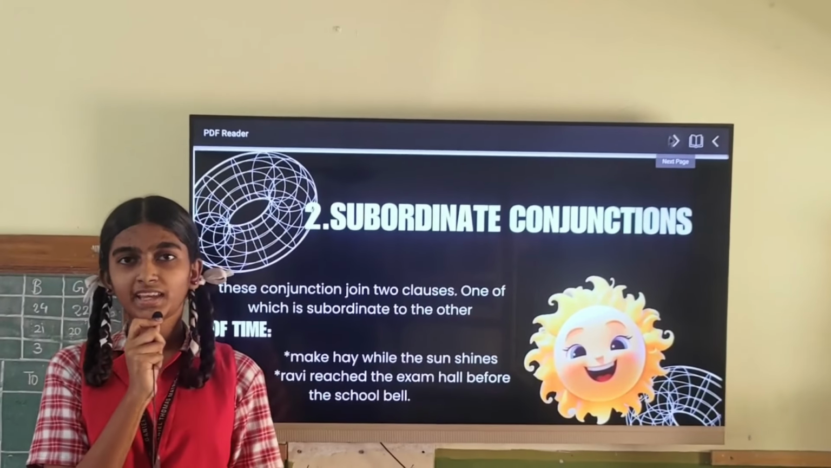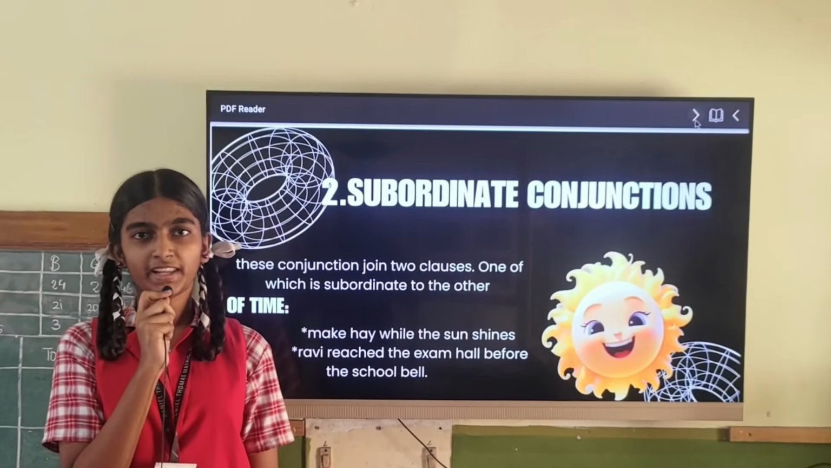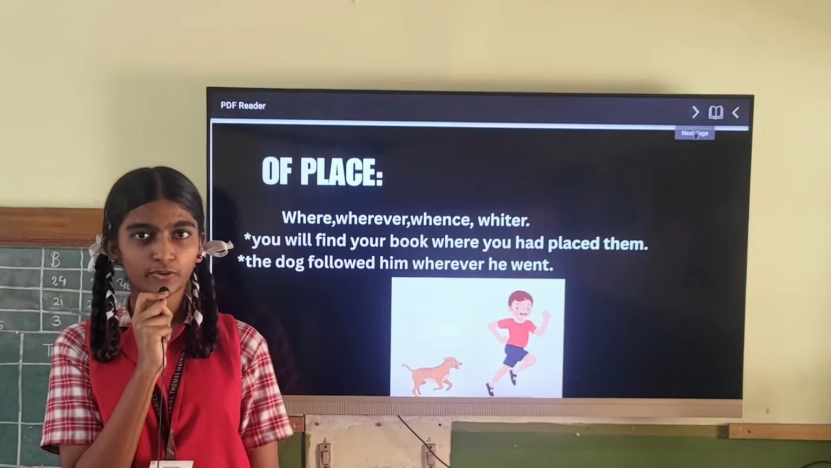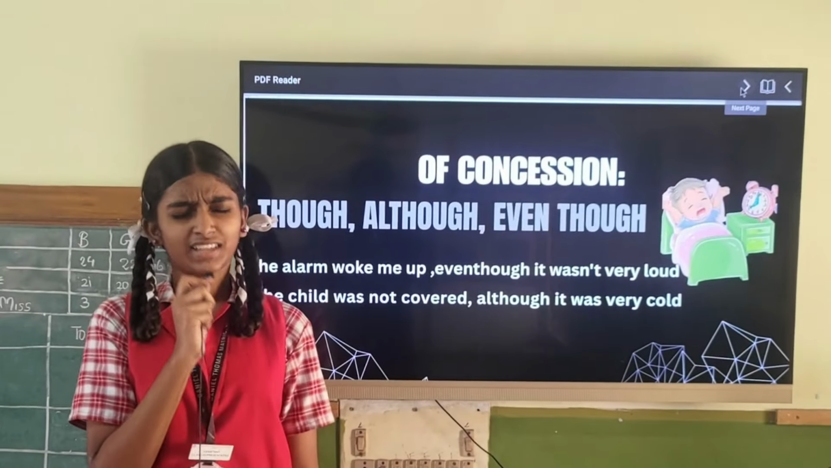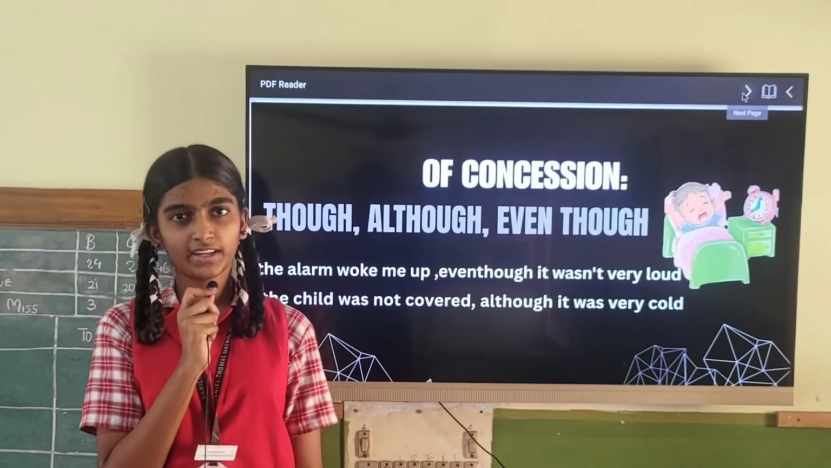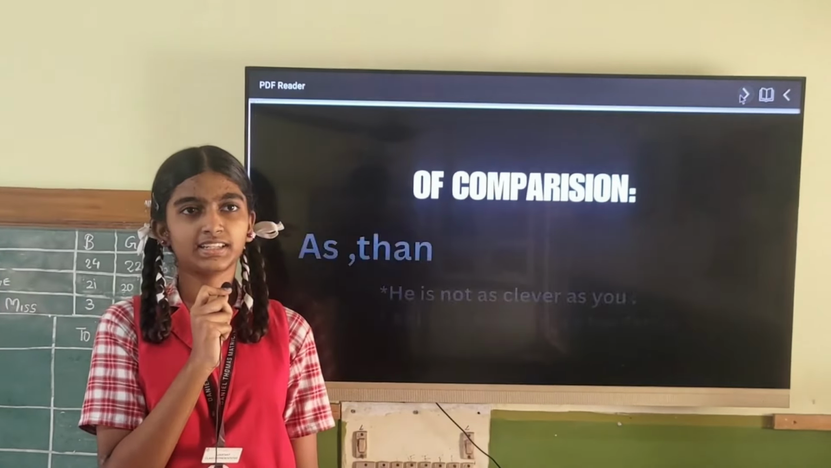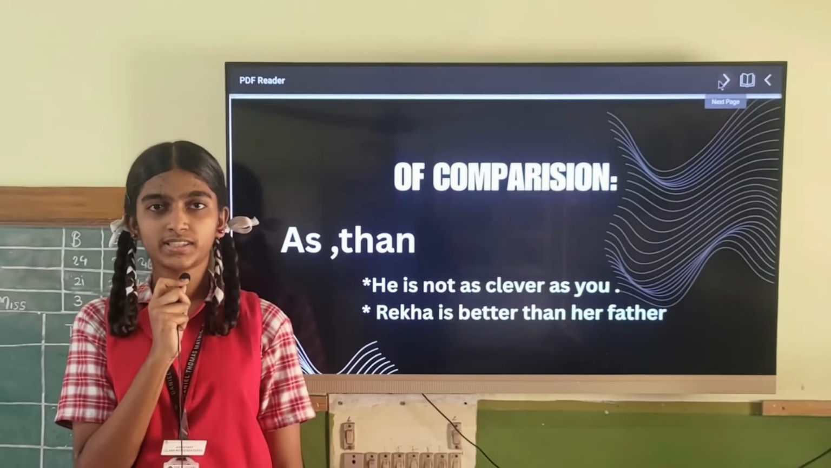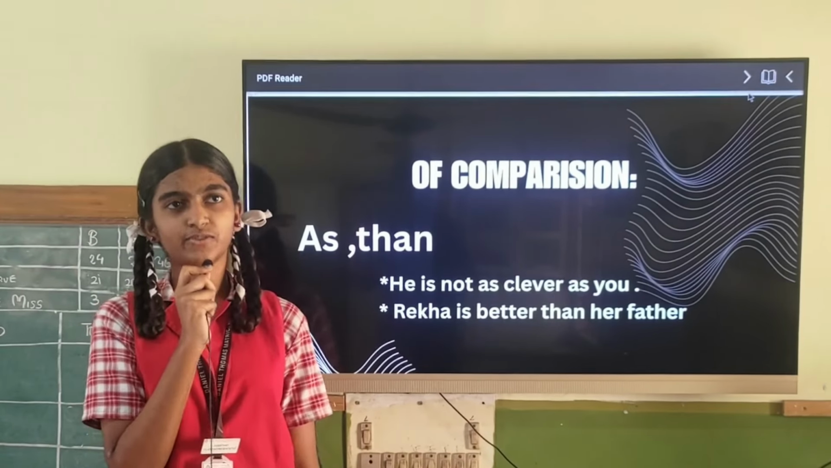Of time. Make hay while the sun shines. In the sentence, "while" refers to time. Of place. The dog follows him wherever he goes. In the sentence, "wherever" refers to place. Of contrast. The alarm wakes me up even though it is not very loud. In the sentence, "even though" represents contrast. Comparison. A conjunction which compares two things. He is not as clever as you. In the sentence, "as" refers to comparison.